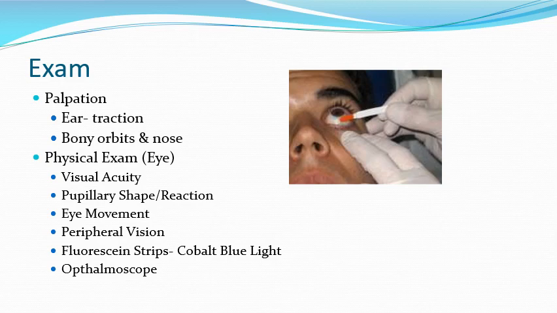Then you also want to test what's called a consensual response. If we go back to the right eye, you'd shine the pen light into the right eye.